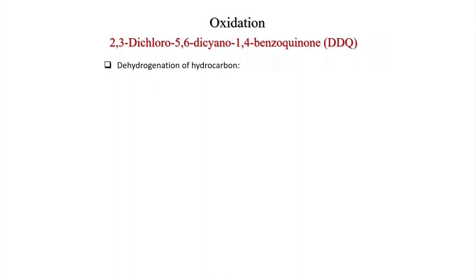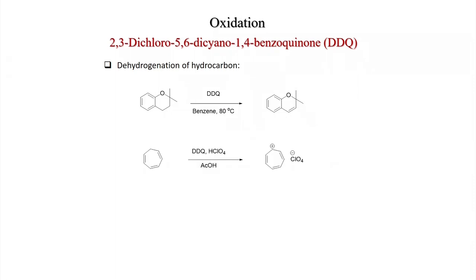Similarly, DDQ performs dehydrogenation of hydrocarbons like this chroman system. Here two methyl groups are there, so it cannot aromatize. So, only one single double bond is formed when we do the reaction with DDQ in benzene at 80 degrees centigrade. Also, cycloheptatriene system.